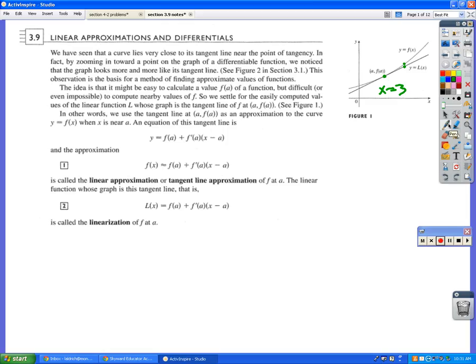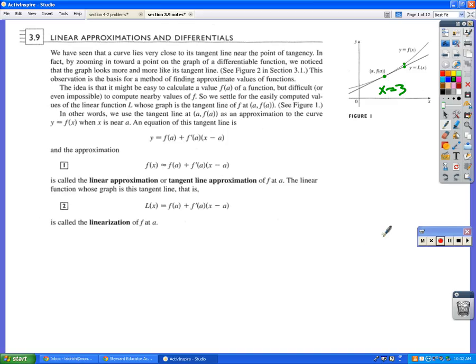So what it says up here is we have seen that a curve lies very close to its tangent line near the point of tangency. In fact, by zooming in toward a point on the graph of a differentiable function, we notice that the graph looks more and more like its tangent line. This observation is the basis for a method of finding approximate values of functions. The idea is that it might be easy to calculate a value f of a of a function, like if x equals 3, we might be able to plug that in easily, but difficult or even impossible to compute nearby values of f.